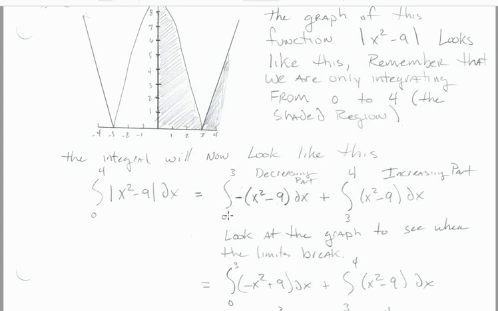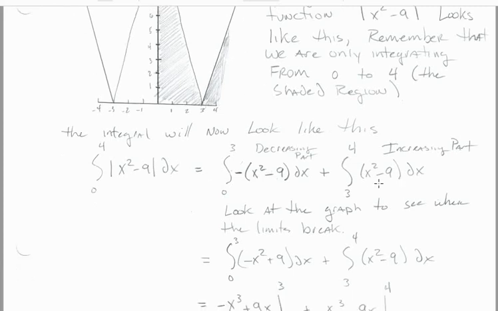We're going to have the graph from 0 to 3, because you can see that's where the shaded region is, and we notice that that is the downward sloping part, so we have to use the negative there. So that's going to be the integral of negative x squared minus 9 dx, plus, if we go from 3 to 4, that's the positive portion of this absolute value function, so we're going to use x squared minus 9 there.